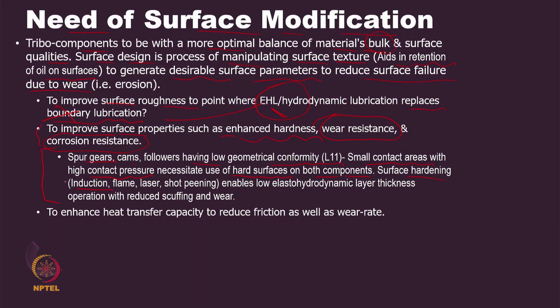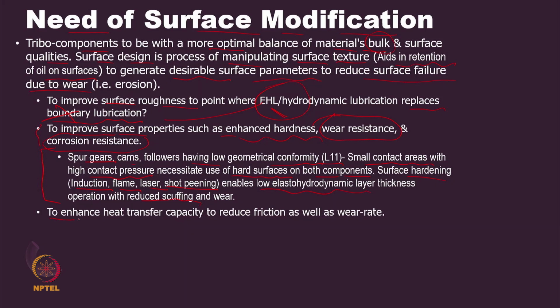It can be done by the induction hardening method, by the flame hardening method, by the laser hardening method, or shot peening can also be utilized, which also gives a good surface texture. So overall we are able to get an EHL condition, and then reduce the chances of wear rate or scuffing or adhesion between the two surfaces.